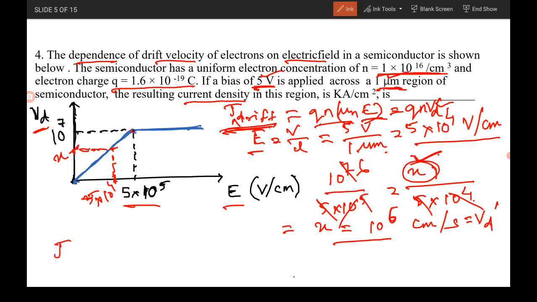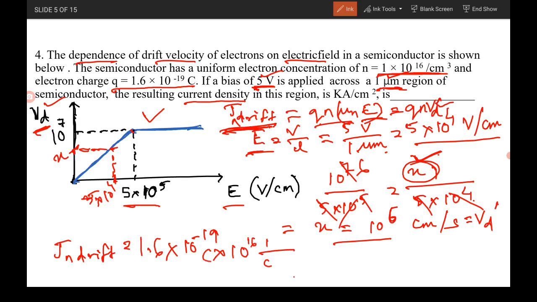Just don't make a mistake, because considering this graph we need to find our answer. So first we get the electric field and the drift velocity associated with that electric field, and then we need to find J n drift. So J n drift is equal to Q times n, where Q is 1.6 into 10 to the power minus 19 coulombs, and n is 10 to the power 16 per centimeter cube, that is 1 by cm cube.